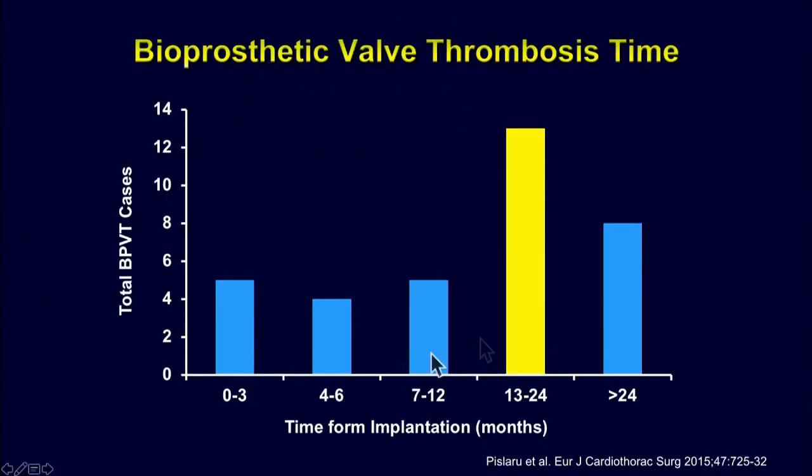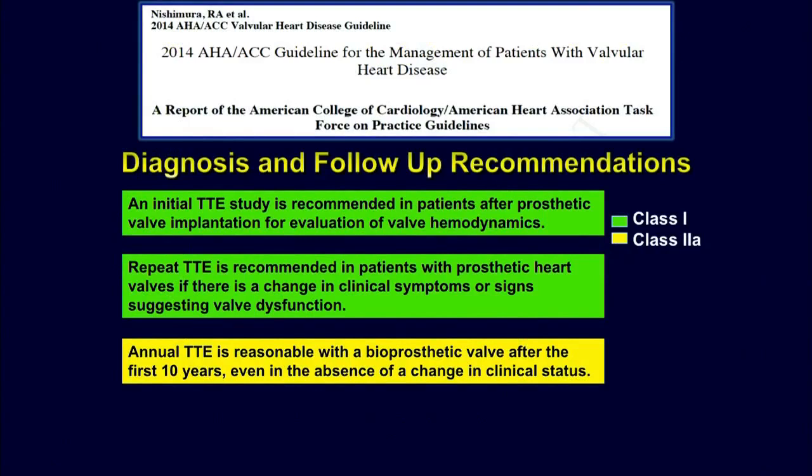It's interesting, if you look at the bioprosthetic valve thrombosis time, that it is most frequently seen, interesting, in year 2, between 12 and 24 months. And that's important because if we look at the guidelines, and this I think we need to remember, but I want to make a clinical point and an exam point here. This is the exam point.